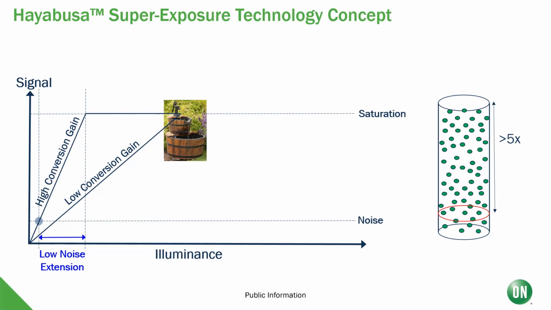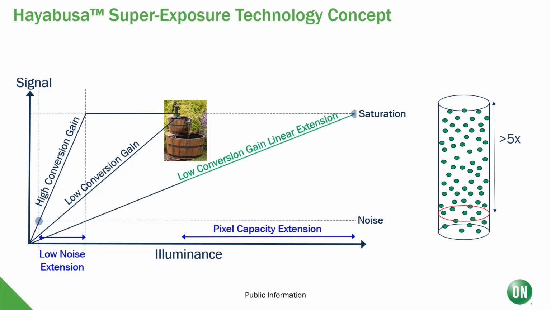What we have done with our Hayabusa Super-Exposure technology is we have expanded the pixel capacity by more than 5 times what a traditional image sensor used in automotive applications can hold. In doing so, we have extended our dynamic range on the high end by making use of the more than 5 times larger pixel capacity.